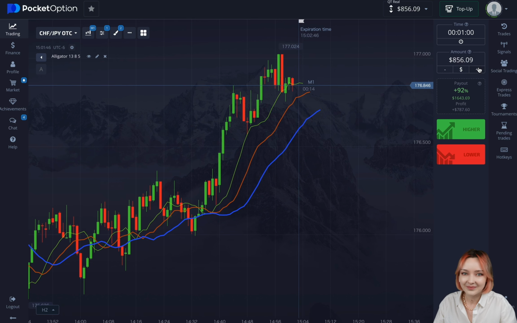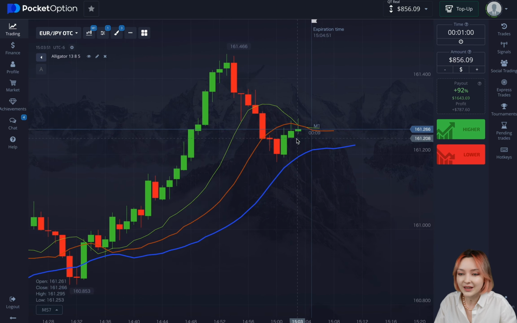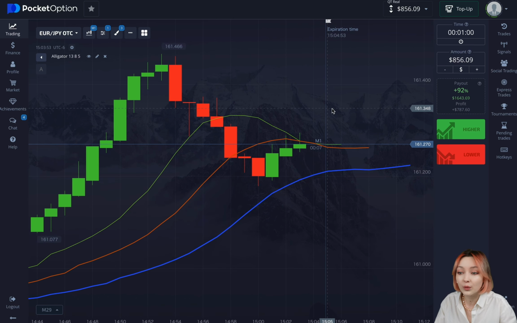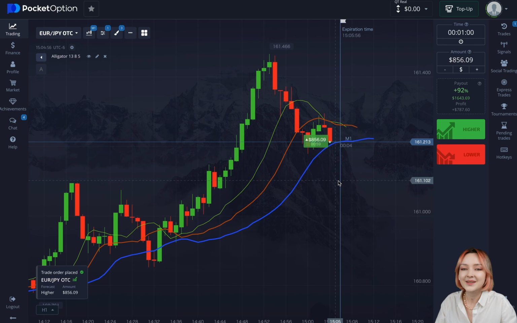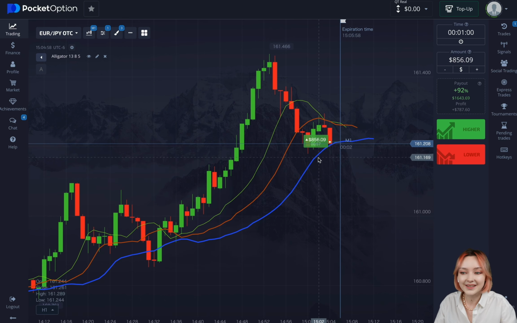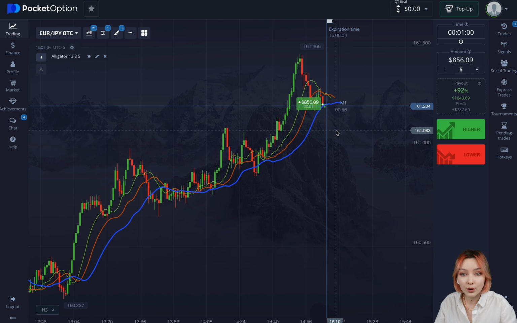Let's look for them. So guys, the next case for a potential upward deal, we're currently waiting for this candle right here to fix above the 2 moving average lines with its body. Let's wait. So guys, we're placing the third deal. As I've already said, this is one of those cases where the blue line can play the role of support.